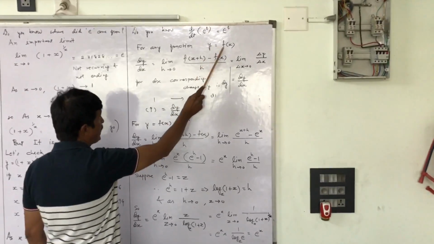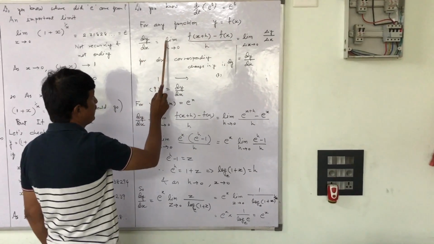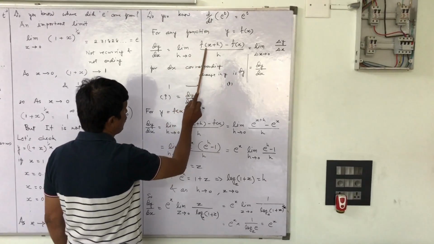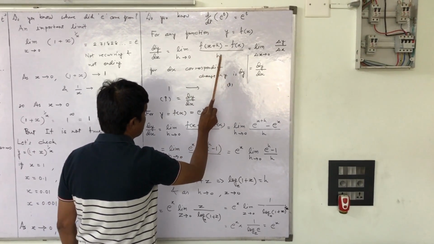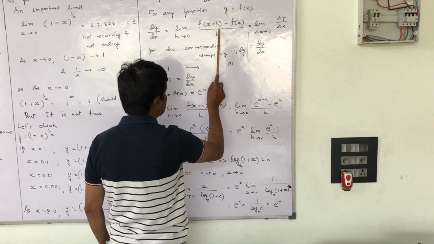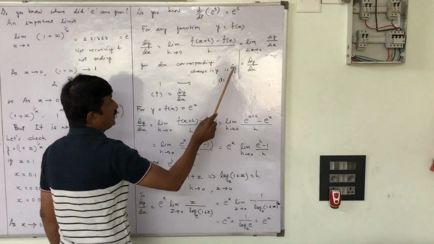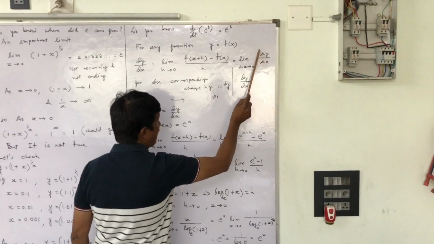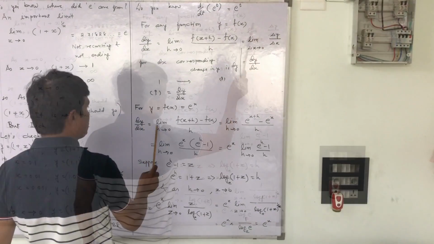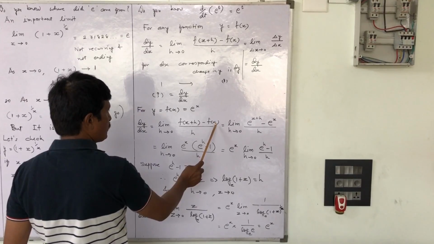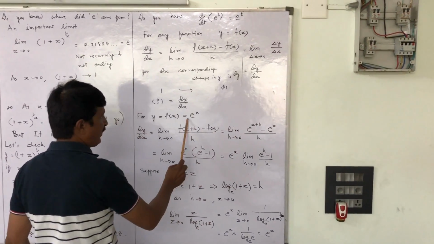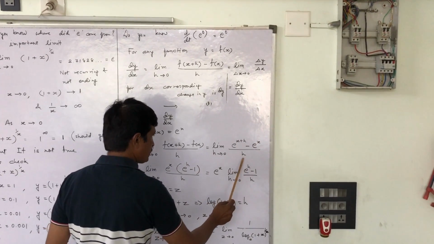For any function y equal to f of x, dy by dx is the rate of change of y with respect to x. It is limit h tends to 0 of f of x plus h minus f of x upon h. This is change in y, delta y, and this is change in x, delta x. But delta y by delta x is average rate of change of y with respect to x. But dy by dx is limit h tends to 0 f of x plus h minus f of x upon h. Limit h tends to 0, e raised to x plus h minus e raised to x upon h.